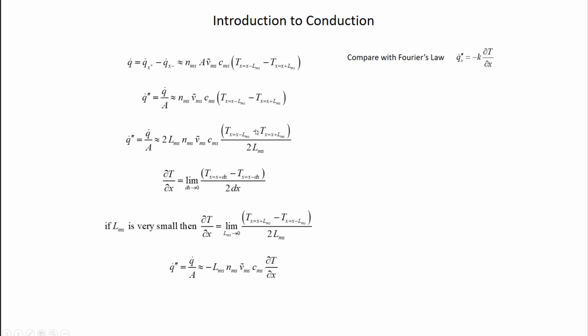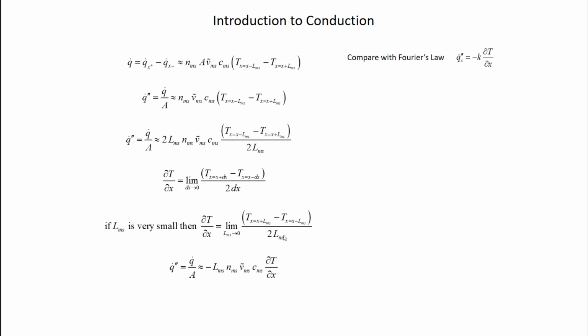So if I want to make this term look like this term, what do I have to do? The first thing I got to do is multiply and divide by 2 times LMS. So that's what I did here, right? I put a 2 LMS on the top, I put a 2 LMS on the bottom. So now this guy here looks exactly like this guy here if LMS is playing the role of dx. So if the distance between molecular energy carrier collisions becomes very, very small, then this term that I have right here is exactly equal to dT/dx, right?